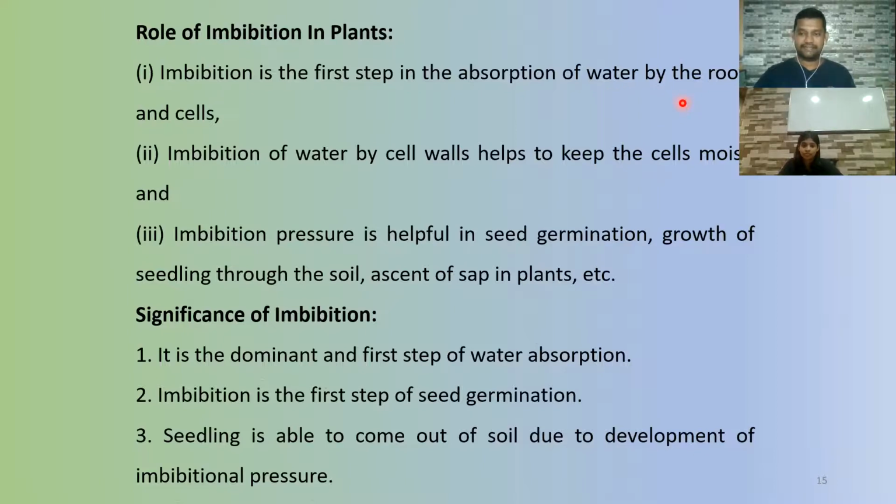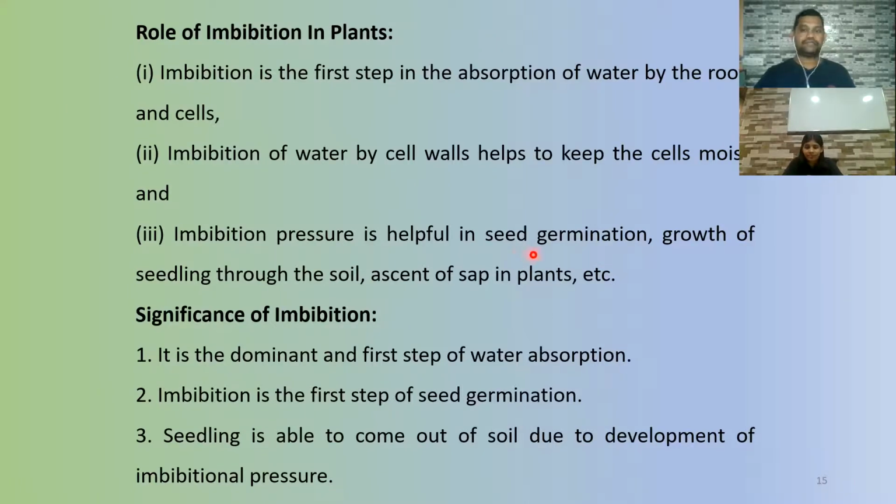So initially, as we saw, it is the root hair which actually does the absorption, and it is the capillary water in the soil which is being absorbed. The root hair undergoes imbibition of the capillary water, and absorption takes place. When the cell walls do the imbibition, the cells remain moist. The cells don't become dry. The imbibition is necessary.